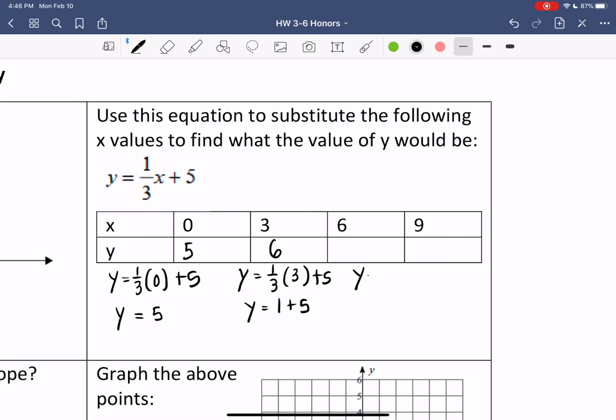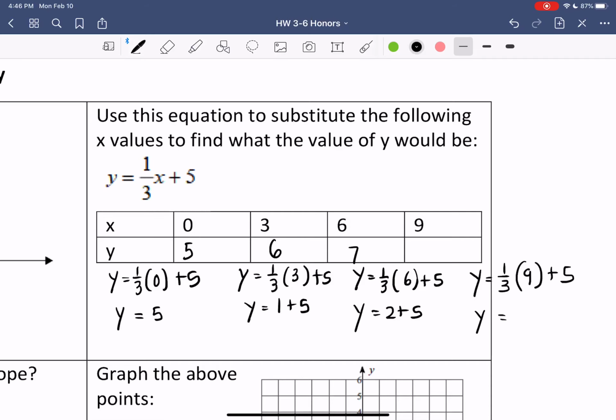And then we have y equals 1/3 times 6 plus 5. So 1/3 times 6. So if 1/3 times 3 was 1, 1/3 times 6 is going to be 2 plus 5, 7. And then the last one, I'll let you do by yourself. 1/3 times 9 plus 5. And that will give you what will go there.